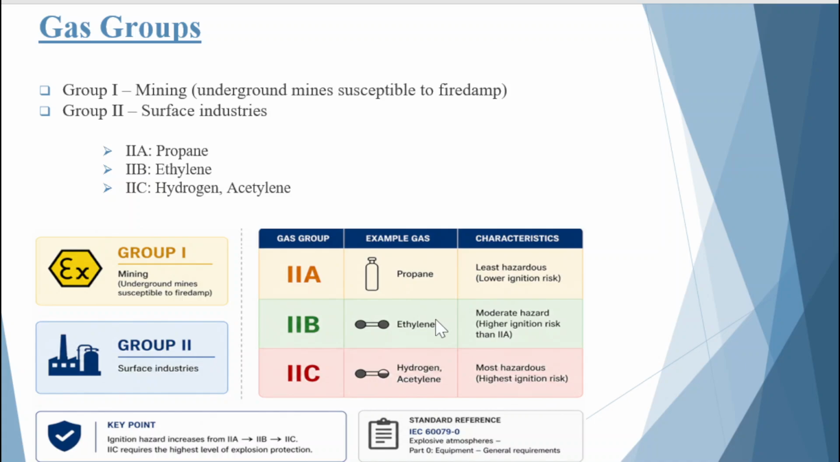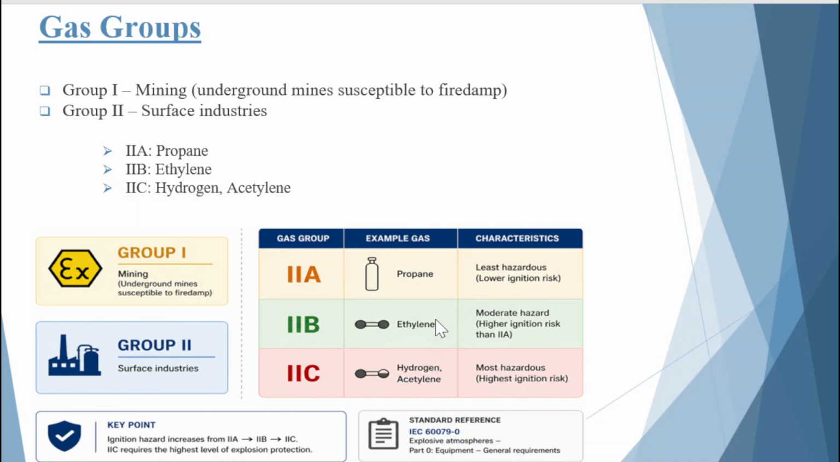As shown on the slide, Group I is used for underground mining applications, where methane, also known as fire damp, is commonly encountered. Equipment designed for mining has different construction requirements because of the unique hazards present in underground mines. For most industries such as oil and gas, petrochemical plants, refineries, power plants, and chemical industries, we use Group 2 equipment. Group 2 is further divided into three categories: IIA, IIB, and IIC.